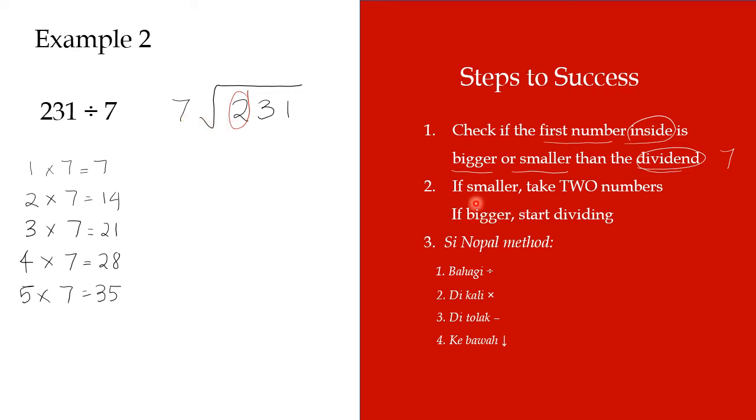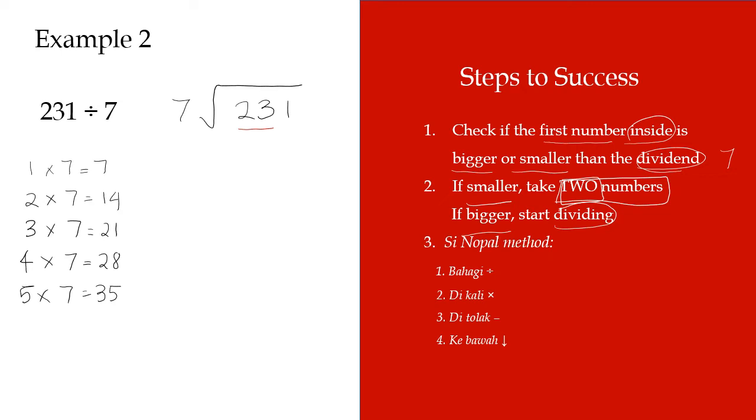So what does it say here if it's smaller? If smaller, take 2 numbers. So what does it mean by taking 2 numbers? It simply means, I'm just going to erase that here and replace it with 2. It means that you're going to take these 2 numbers as 23 because 23 is bigger than 7, and then if it's bigger, you can start dividing.